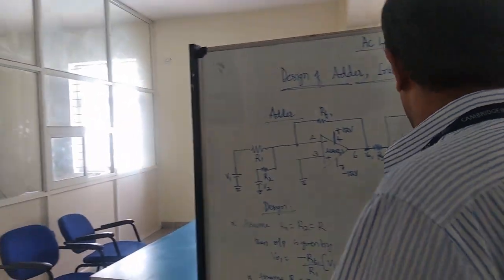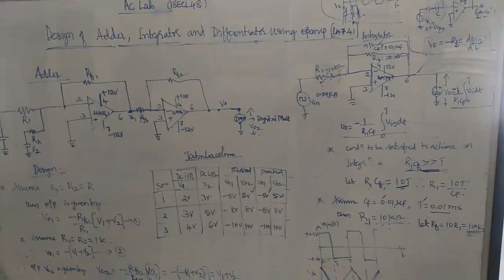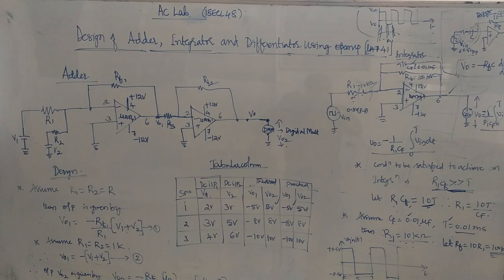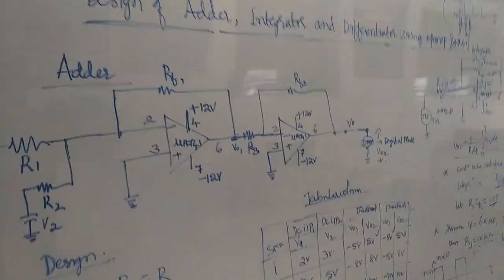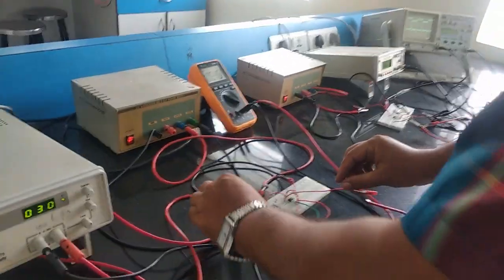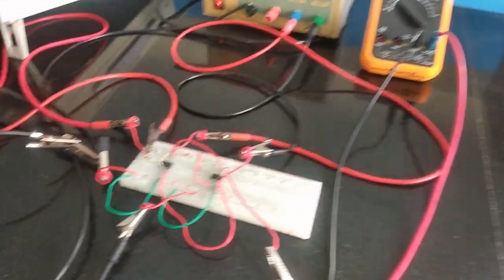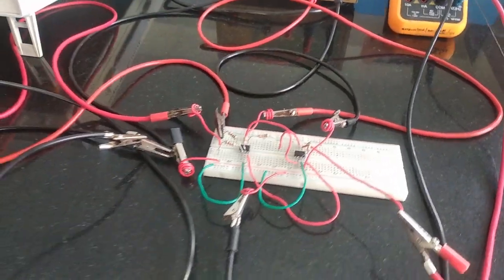Now let us see the input and output after connecting here. For example, this is the circuit of your adder. It works like this now. This is the adder circuit actually, connected here.